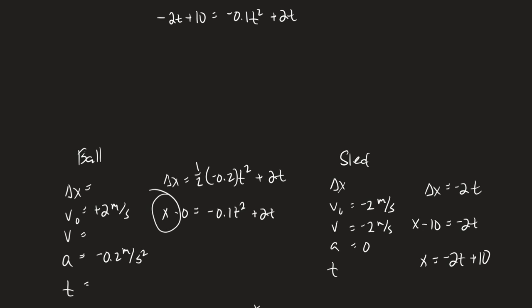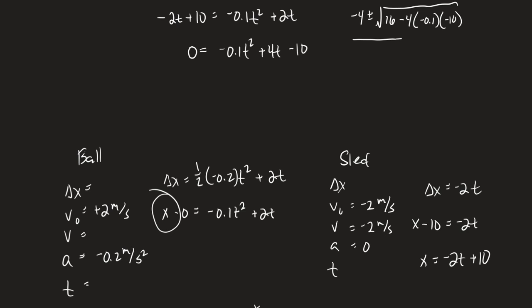That's okay. 0 equals negative 0.1 t squared plus 4t minus 10. That good? Quadratic formula is all we got here, right? So negative b plus or minus the square root of b squared minus 4ac, divided by 2a.